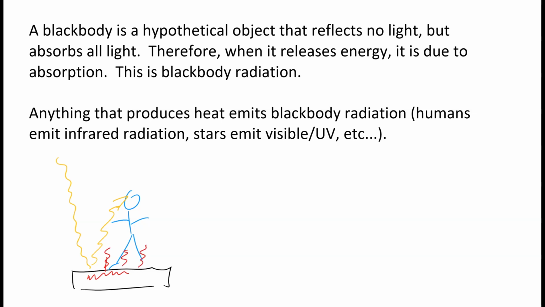Now, black body radiation is how the object radiates energy, and all things with temperature radiate energy. We could talk about an example where we radiate energy. We radiate energy in the infrared region. Stars emit radiation in the visible or the UV range. When we talk about a black body specifically, we're describing something hypothetical that doesn't actually exist. It would absorb all light and reflect none. So when it releases energy, it is due to just absorption.